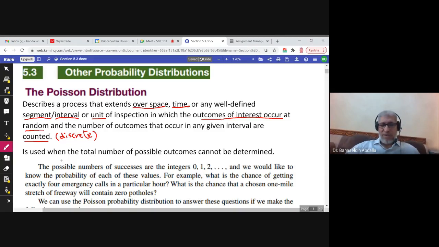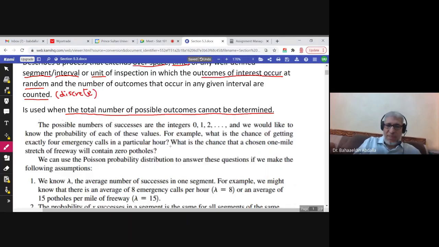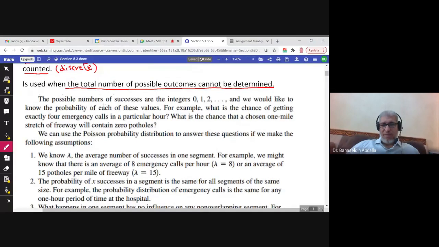It is used when the total number of possible outcomes cannot be determined. And this is the main difference between this distribution and the binomial distribution. We don't know the total number of possible outcomes. So let us take some examples. The possible numbers of successes are integers 0, 1, 2, and we don't know where to end because we don't know the total number of possible outcomes.